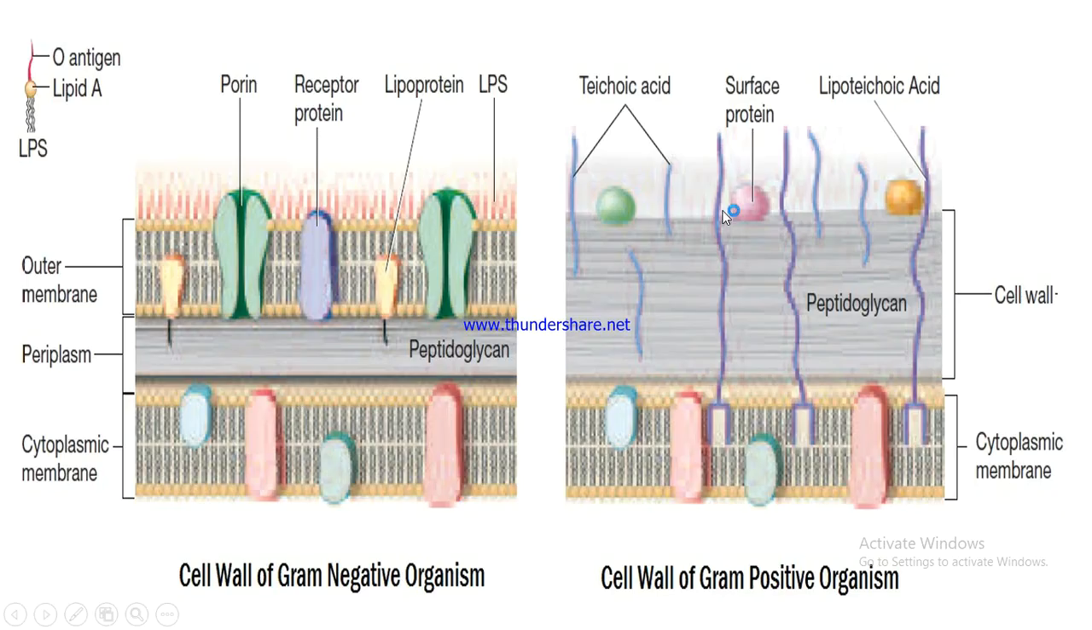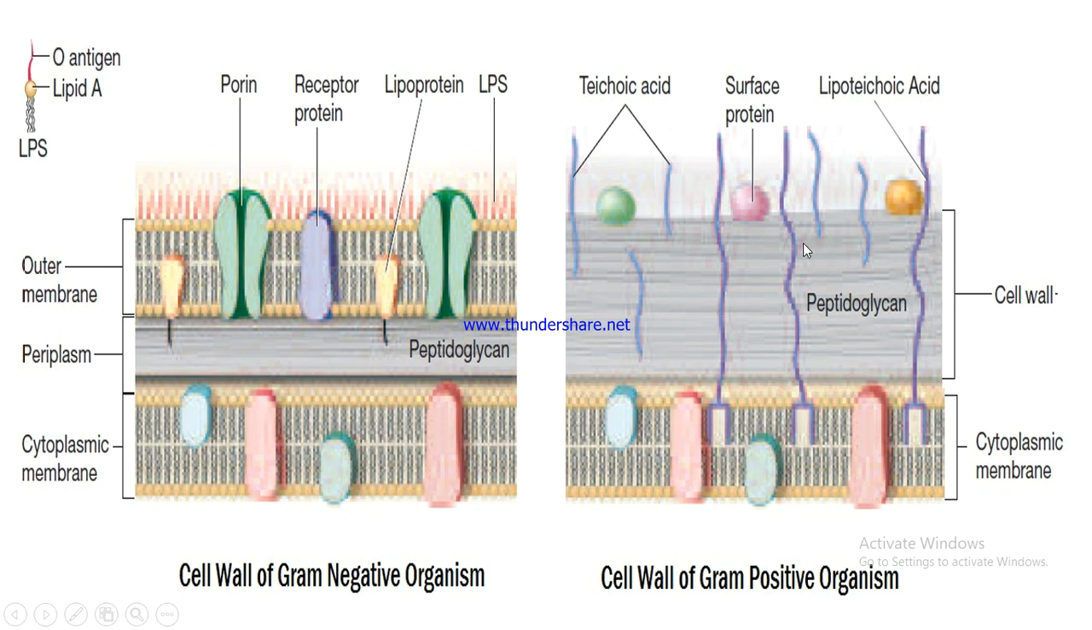So this is the diagrammatic representation of the cell wall of Gram positive bacteria and Gram negative bacteria. Gram positive bacteria have two layers. The first one is the cytoplasmic membrane and the second one is the cell wall. In the Gram negative bacteria there are three layers. The first one is the cytoplasmic membrane, just like that of Gram positive bacteria. The second one is the periplasm, and the last one is the outer membrane. So the cytoplasmic membrane is common in both.